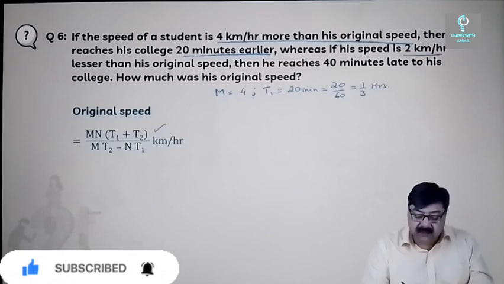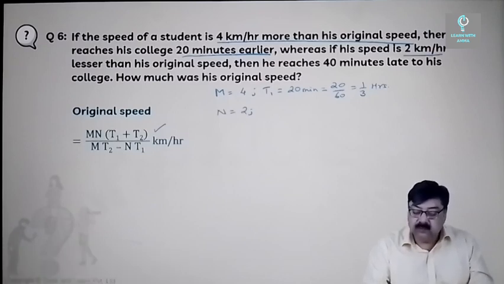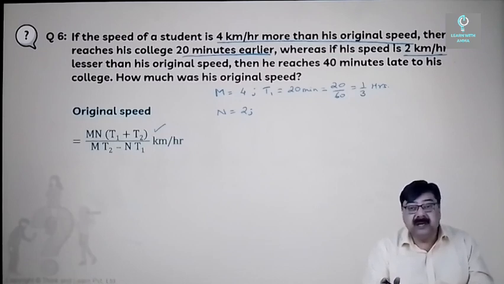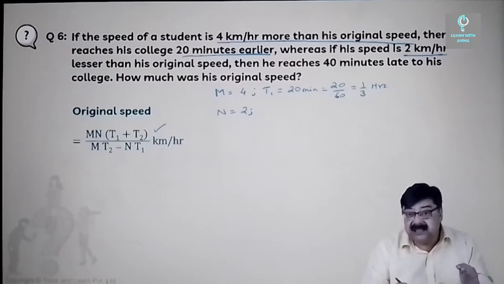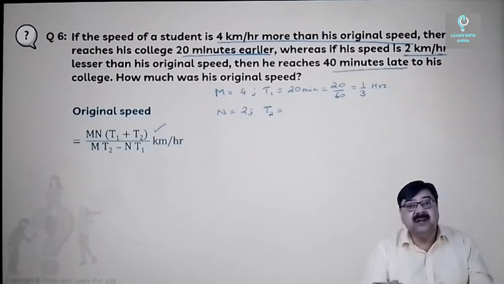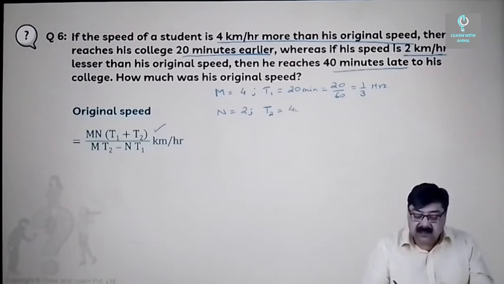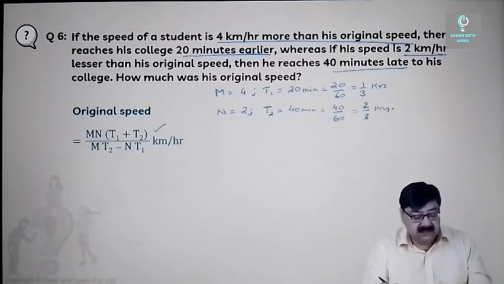And the value of N is 2 because his speed is 2 kilometer per hour lesser than his original speed. So N is for lesser. And then the time taken is 40 minutes late. That is 40 minutes more. So T2 is 40 minutes, which shall become 40 by 60, that is 2 by 3 hours.